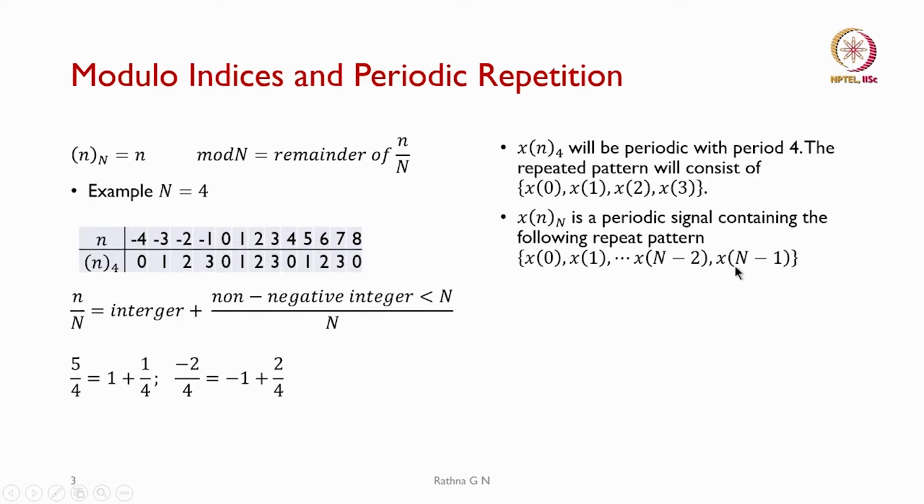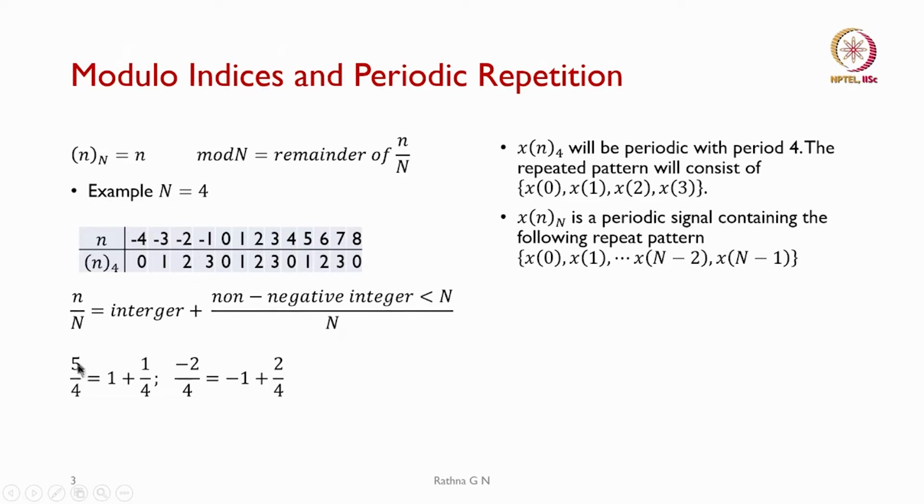N is usually taken as a power of 2. As we have seen in the example, N is equal to 4 is what we have taken, and we have seen the repetition. Visually, here n is going to vary from minus 4 to 8 as the long sample, and then n modulo 4 repeats: 0, 1, 2, 3, and then again 0, 1, 2, 3, and 0, 1, 2, 3, and the last one is 0. So, we say that n by N is nothing but an integer plus a non-negative integer which is less than N, divided by N.